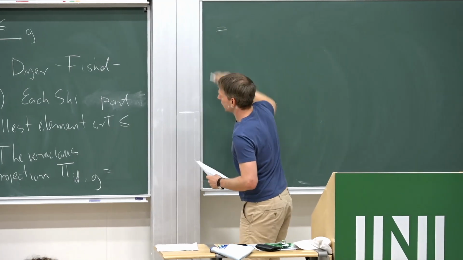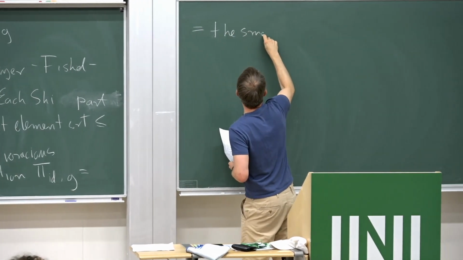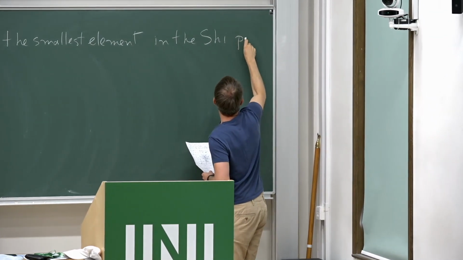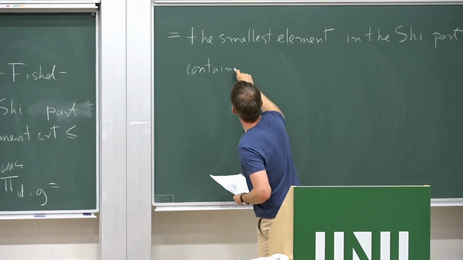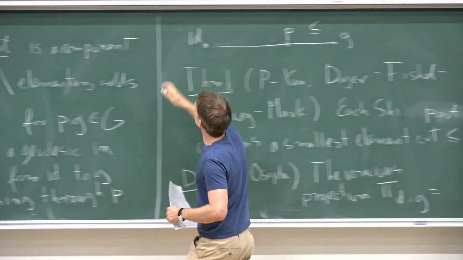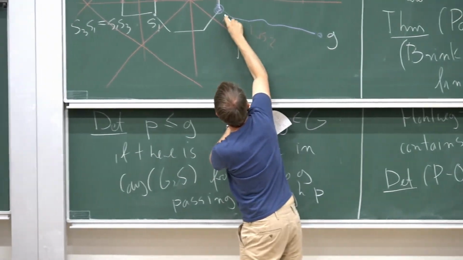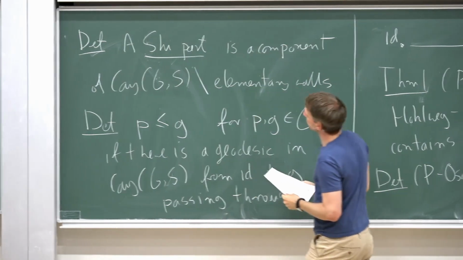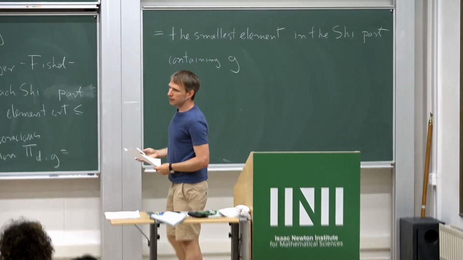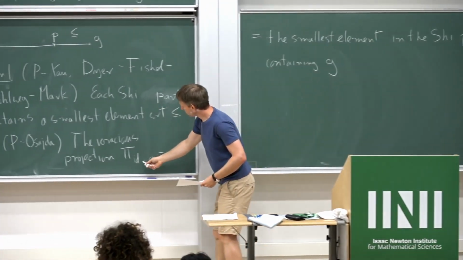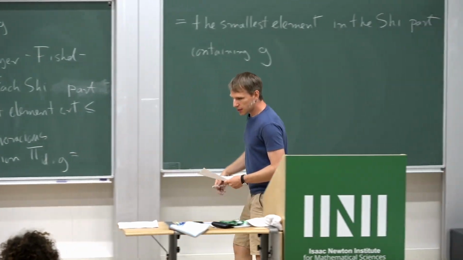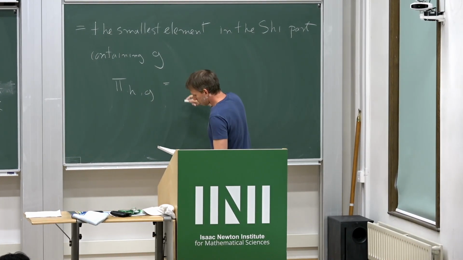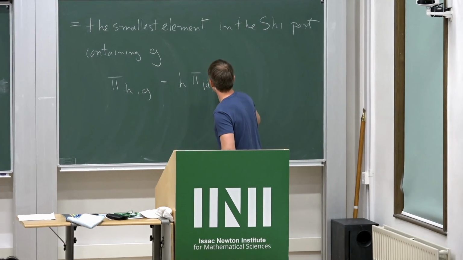So what will it be? This voracious projection is exactly the smallest element in the Shi part containing G. So for example, if this is my G, then I define this element as the voracious projection from identity towards G. And since I want to be able not only to project identity towards other vertices, but any vertex toward other vertices, and I want this to be equivariant, I just define for any H and G the projection from H towards G. Well, if I do it equivariantly, I need to define it as H times the projection from identity towards H inverse G.